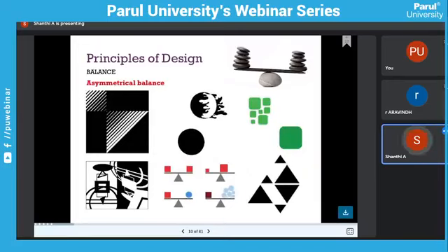So these are a few examples of balanced structure. You can think about your own design. Here you can see the asymmetrical balance. The same images are repeated, but still these kinds of images can be done.